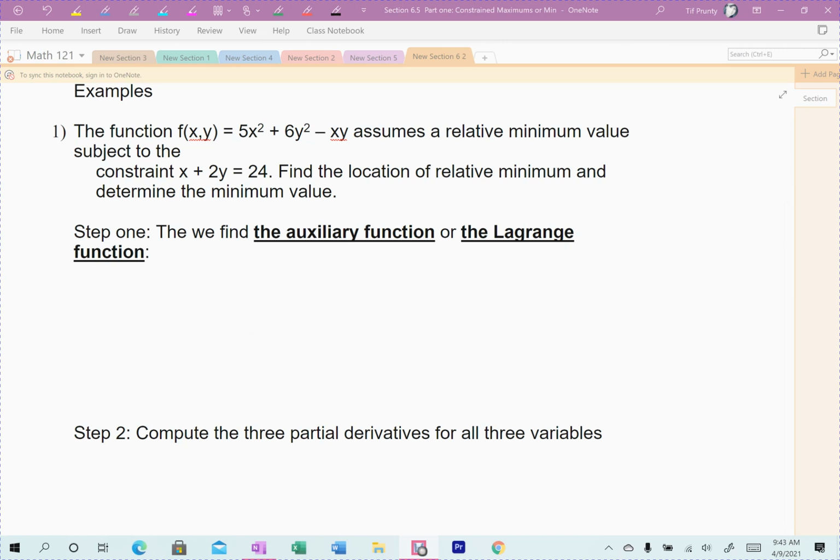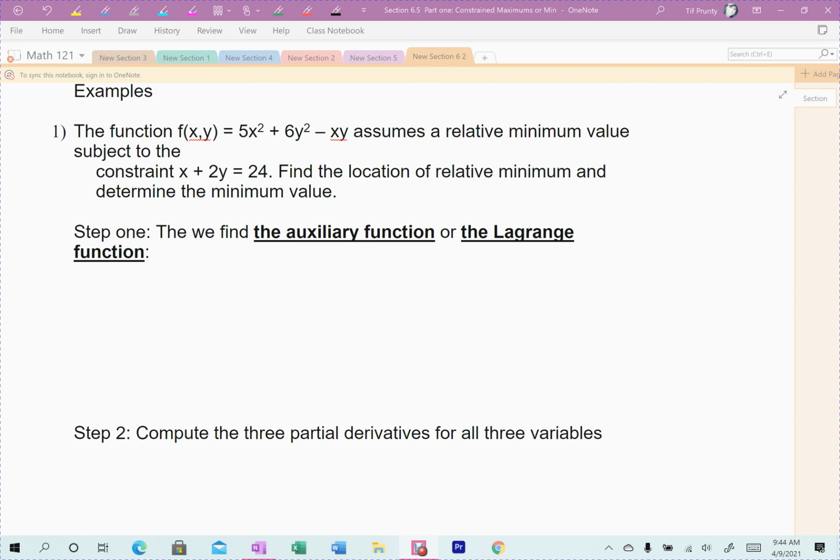But unlike the 6.3, it's a little more complex. Not only do I have to find a critical value on my function f of x, but that critical value has to exist on the constraint equation, which means x plus 2 times y has to be equal to, technically equal to or less than, but again, we usually write it as equal to 24. So find the relative minimum and determine the relative minimum value within that constraint.